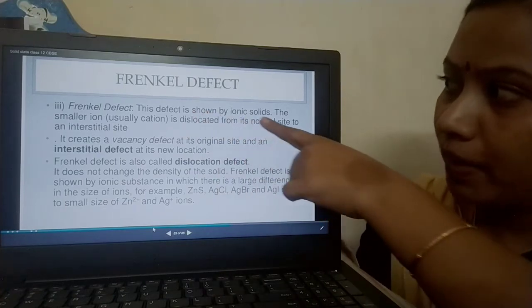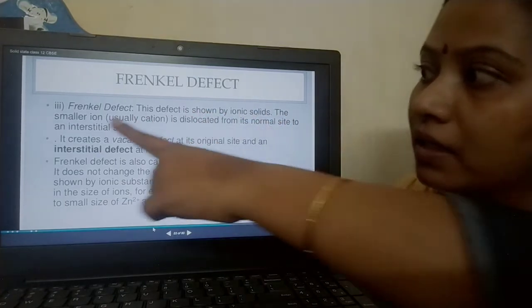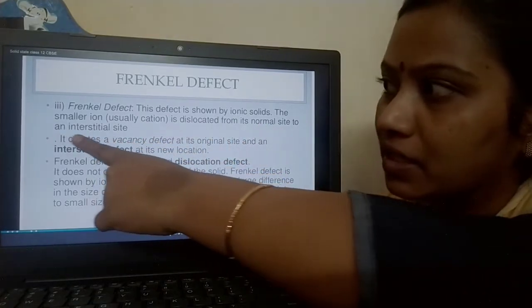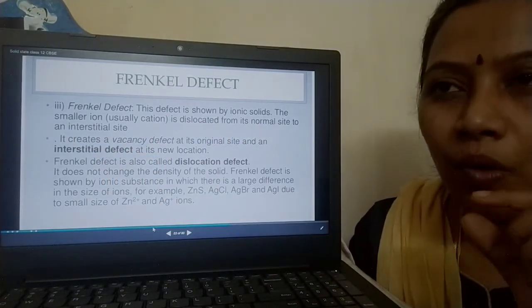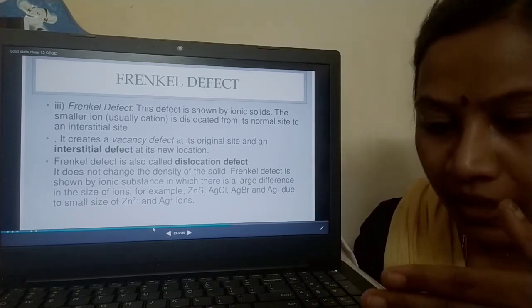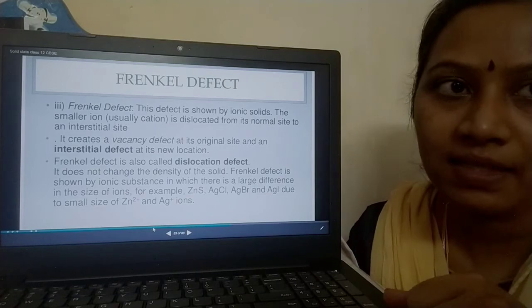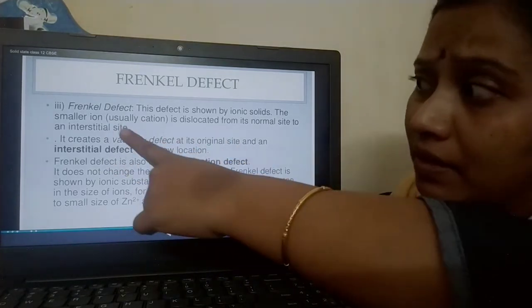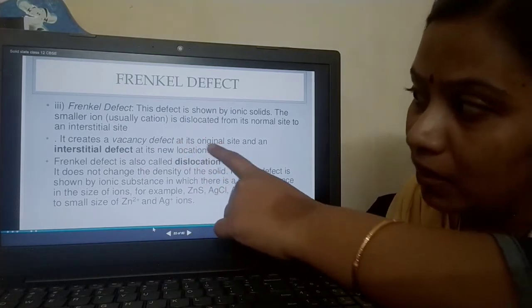This defect is shown by ionic solids. Here, the smaller ion is dislocated from its normal site to the interstitial site. So, a small ion, especially a cation, will be moving from its normal site to the interstitial site. So, a vacancy is created. This creates a vacancy in the original site.